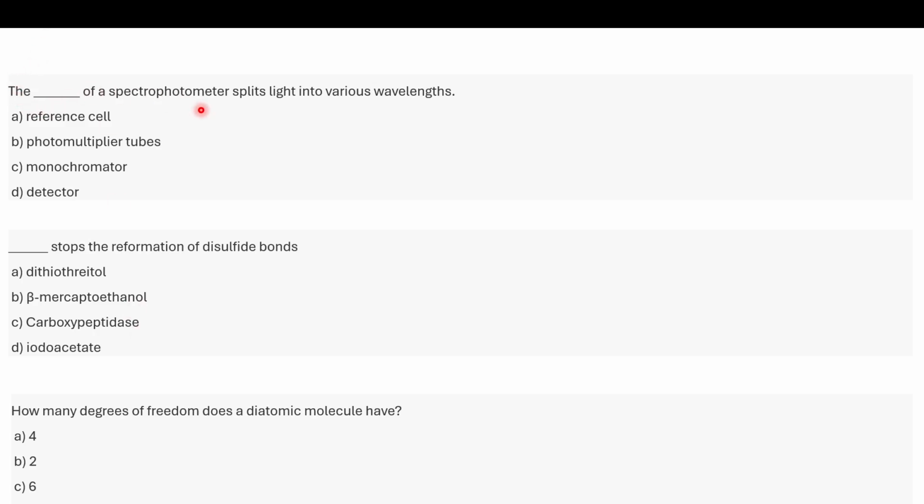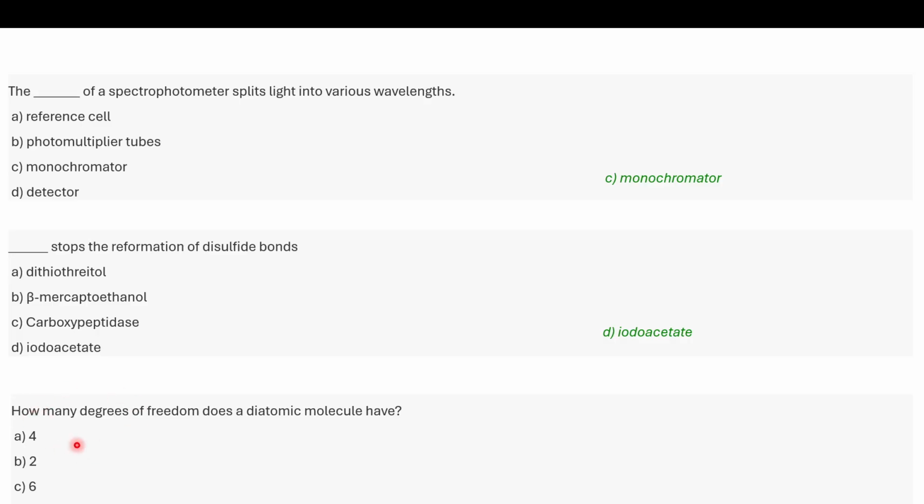The dash of a spectrophotometer splits light into various wavelengths. Okay, we have been talking about it multiple times. Answer is option C, monochromator. Dash stops the reformation of disulfide bonds. So DTT, BME, all these simply reduce the disulfide bonds. It introduces thiol groups, SH, but iodoacetate is something which leads to permanent modification, the removal of the H attached to the S.